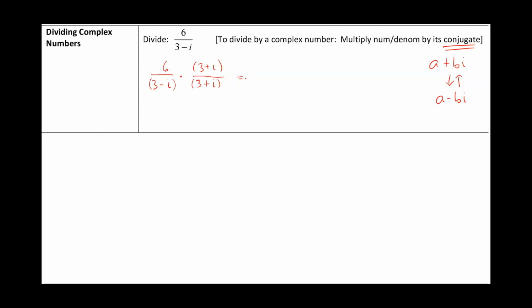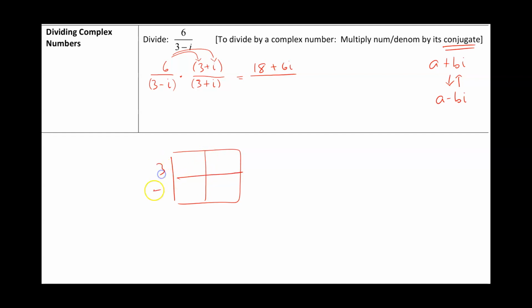Okay, so now let's go through and multiply the numerator, multiply the denominator. So the numerator should be pretty straightforward. 6 times 3 is 18, and 6 times i is going to be 6i. The denominator, you can do this in any way you want to. You can FOIL it, you can make a box, it's up to you. So I'm just going to make a box to show you guys what's going on.